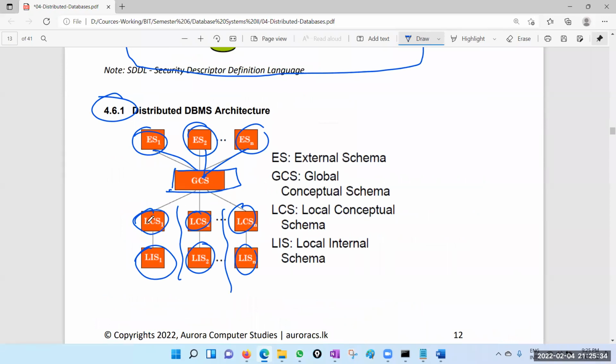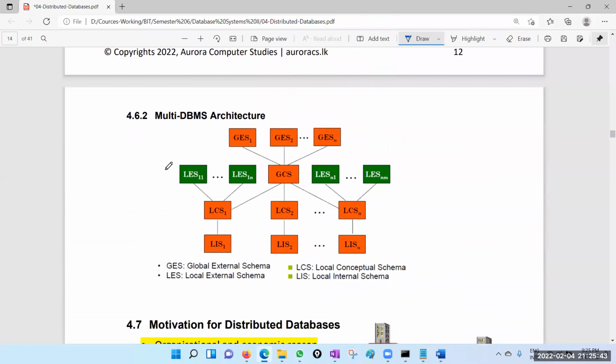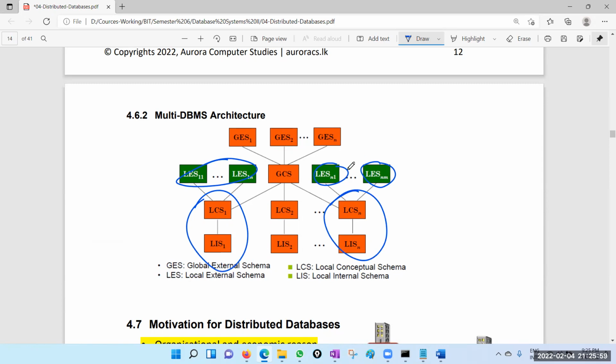You can see no external schema here to work independently. Your database is only accessed through the global schema. But when it comes to autonomous, that is multi-DBMS, you have your local external schema as well. So that means you can use it independently as well. Like independently also you can use your database in each site, as well as you can look at it as a global schema as well.